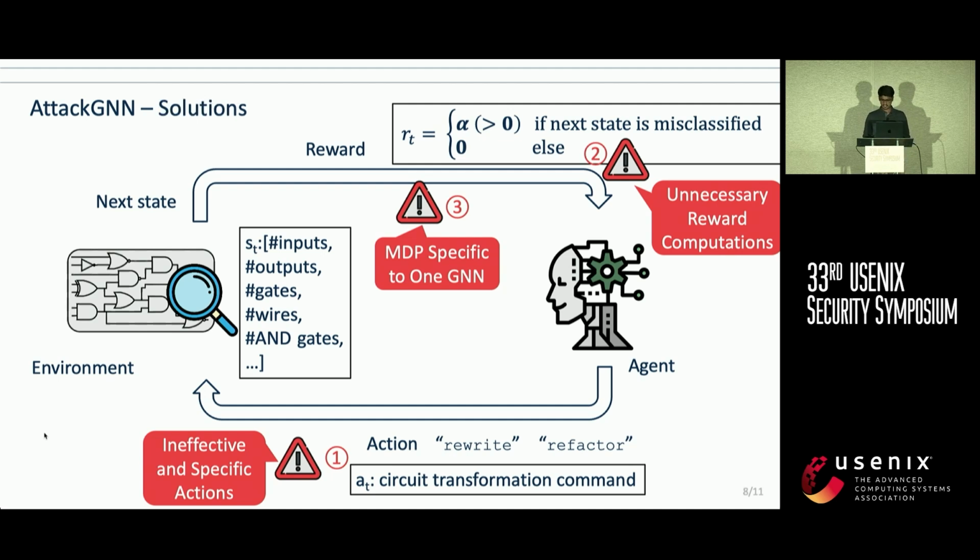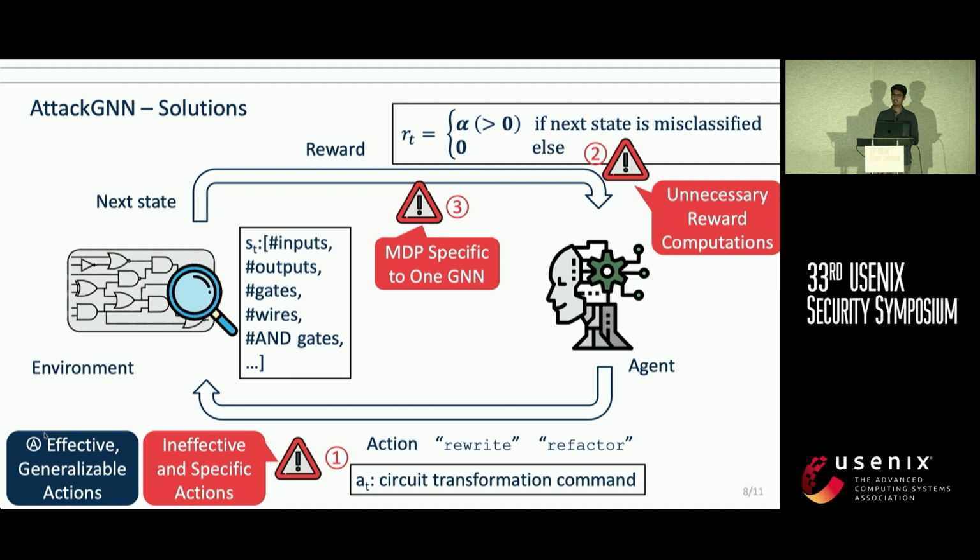So to address these challenges, we propose three solutions. The first solution is what we call effective or generalizable actions. The idea here is that we want to devise actions that result in more structural variation in the resulting circuit.